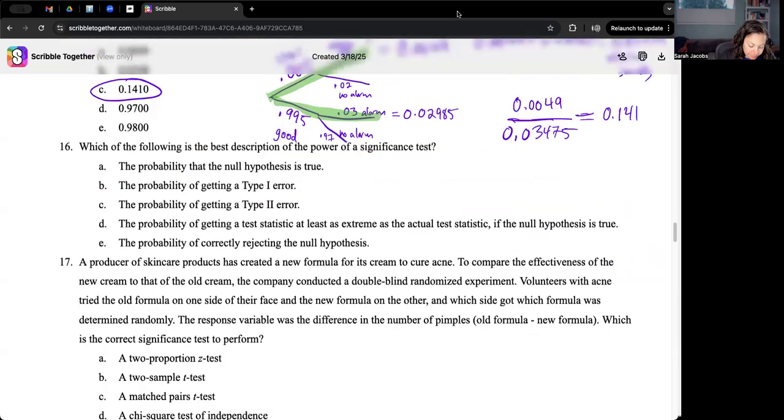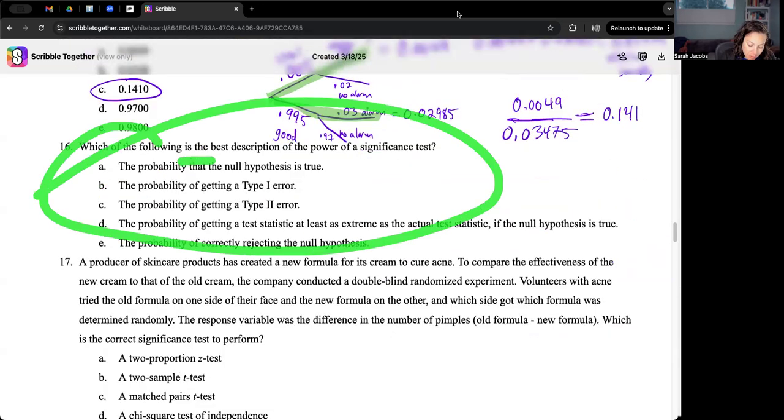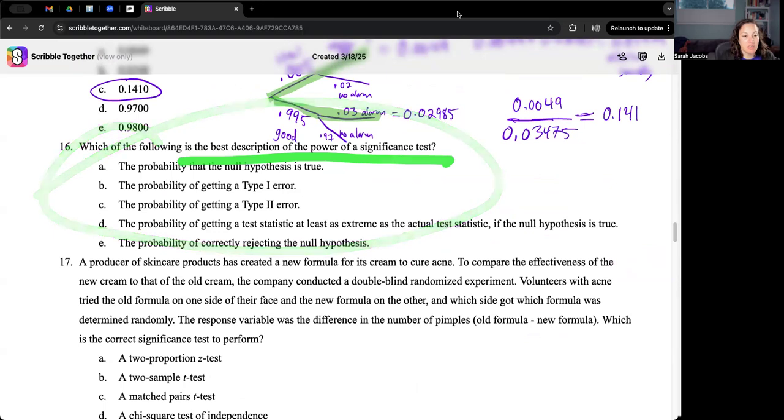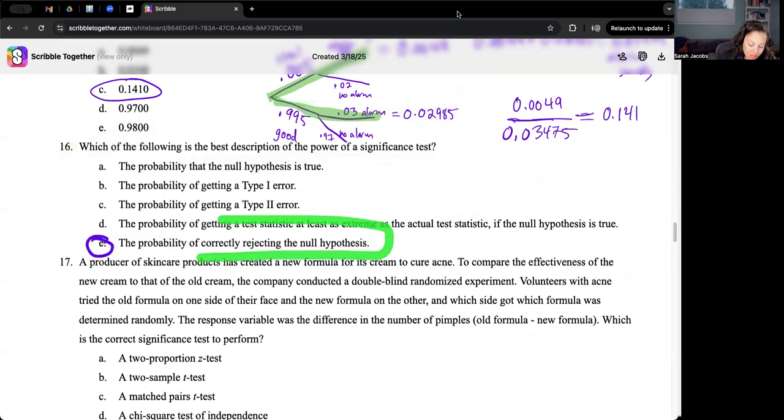Two more. Which of the following is the best description of the power of a significance test? The power is the probability of correctly rejecting the null hypothesis. Not a whole lot of elimination to do. That is just what power is. It's the probability of correctly rejecting the null hypothesis.